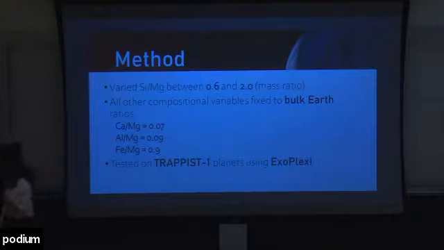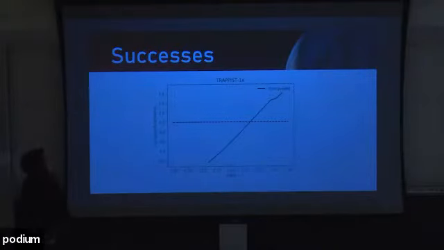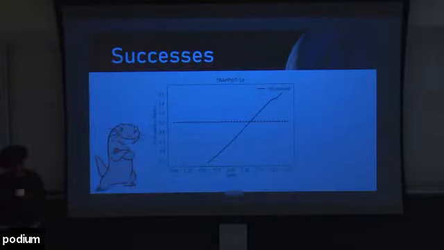So as Megan said, we varied the silicon magnesium ratios for all of the TRAPPIST planets, and from TRAPPIST-1b to f, TRAPPIST-1e was a success. It matched.